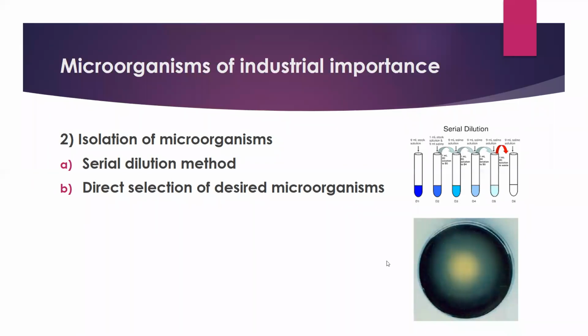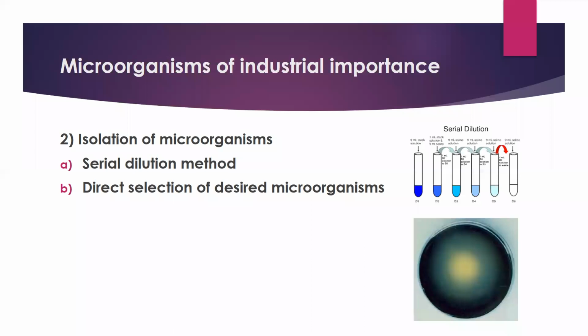What we do is we add a particular substrate on the petri dish. Let's suppose we are going to select the alpha amylase producing microorganisms, right? This is an enzyme. If we are interested in alpha amylase producing microorganisms, we would add starch in the agar media. Starch is the substrate where alpha amylase producers would grow, and they would produce a particular zone there.